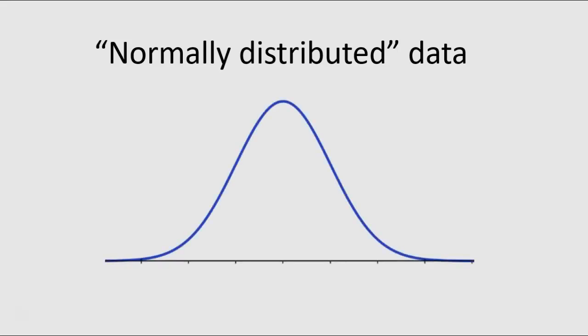Normally distributed data. We say that data is normally distributed when it falls into the following bell-shaped pattern. The idea is that most of the data is clustered around the mean, and the further you move from the mean, in either direction, the less data there is. Note also the symmetry. The data dies off to the right of the mean in the same way that it dies off to the left.